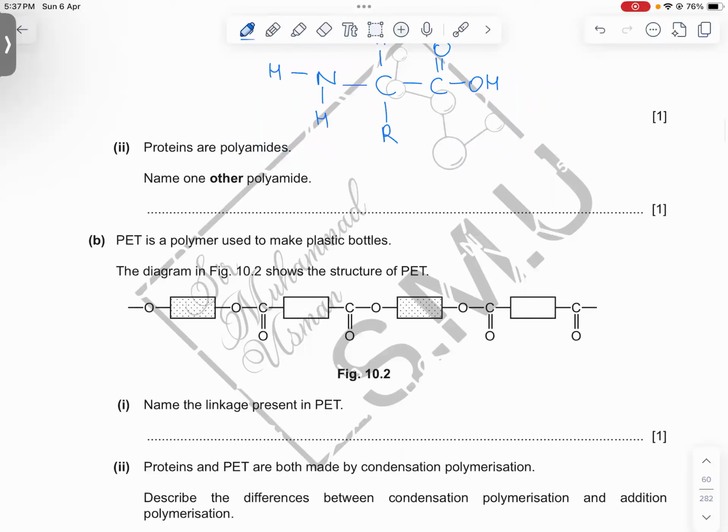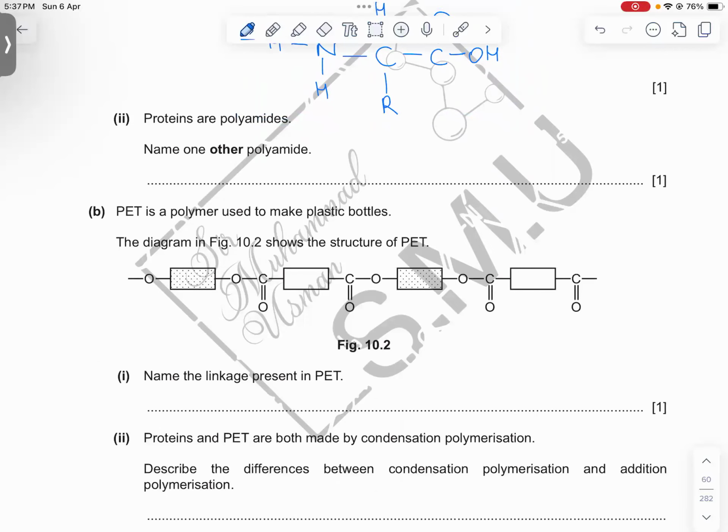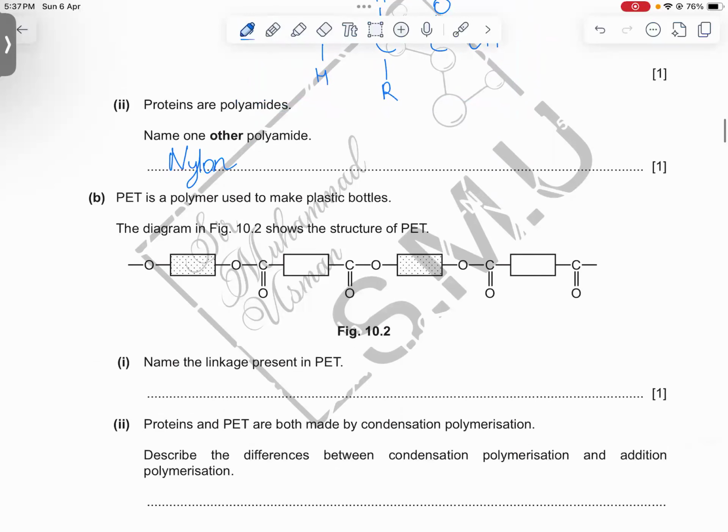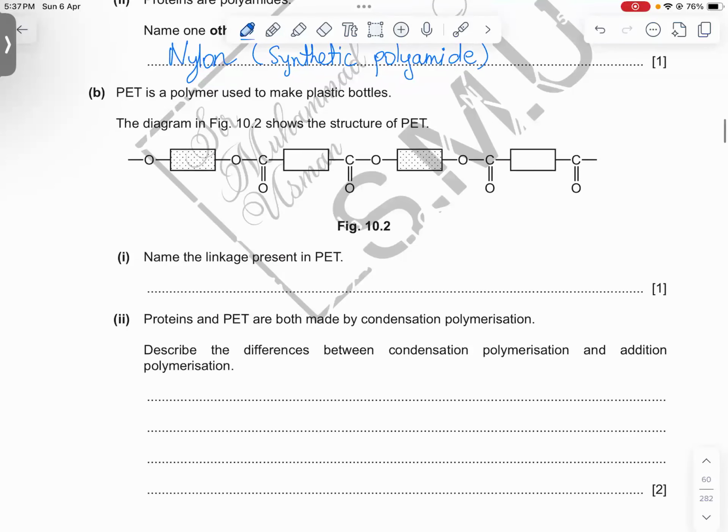Okay. Proteins are polyamides. Name one other polyamide. They are asking you for another polyamide. The very famous example of a polyamide is nylon, right? Nylon is a polyamide. And which type of polyamide is it? It is a synthetic polyamide. All right. Next, we have PET is a polymer used to make plastic bottles.